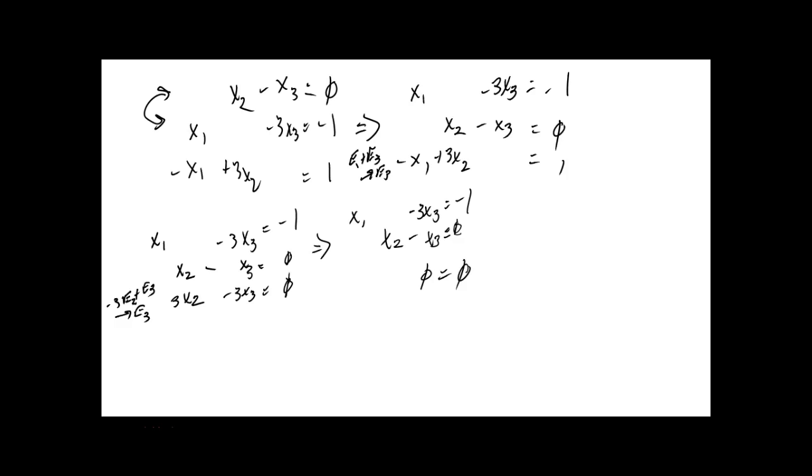Now, how you can still get a solution, you see, you can come up with a value for x1. Okay? And x2, can't come up with anything for x3, okay? So therefore, we set x3 to be some parameter, okay? And the book likes to use t. So we say let x3 equal t, okay?